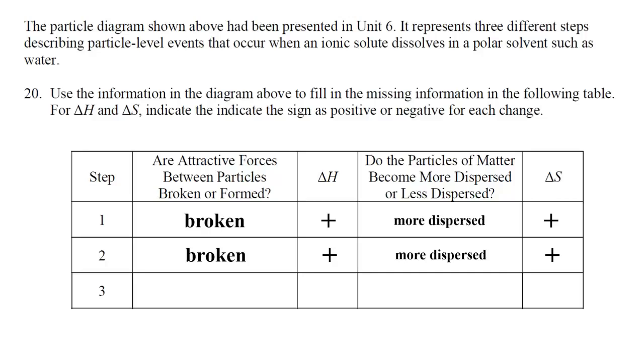Now step 3 will have an opposite answer compared to steps 1 and 2. In step 3, the particles are forming attractive forces. The delta H is negative. The particles are now less dispersed, or more ordered, and the delta S is negative. So hopefully the answers to question 20 make sense to you.